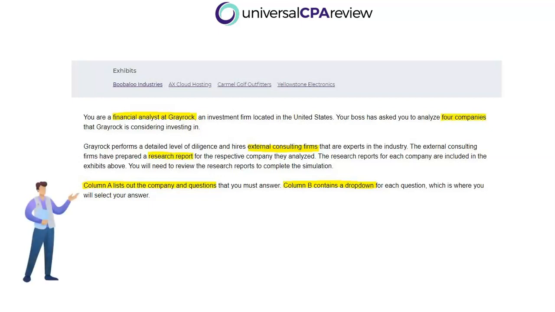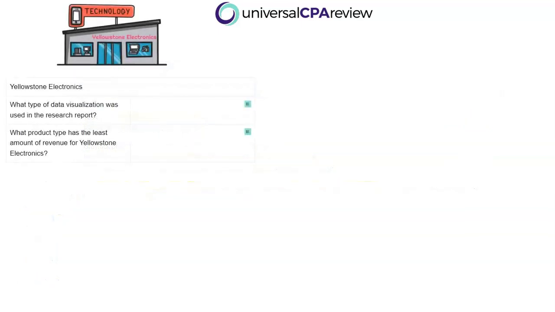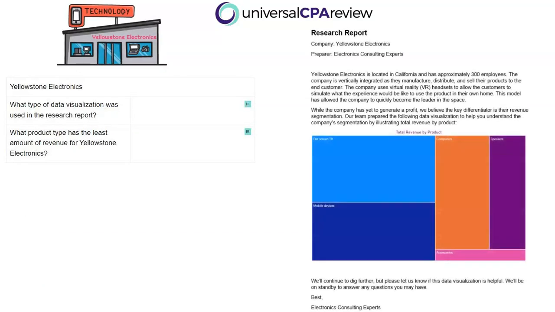And real quick, make sure you understand exactly what we're doing here, right? On the left in column A, we have the questions. In column B, this is where the drop downs are going to be, and this is where we plug in our answers. So the first company we're going to analyze is Yellowstone Electronics. So bringing up the research report that was prepared by electronics consulting experts, well, it starts off telling us a bunch of information that's nice. It tells us that the company uses virtual reality headsets to help their customers simulate what the electronics would be like in their own home.